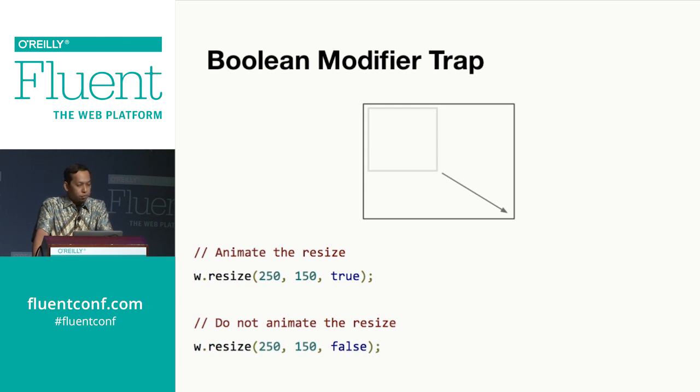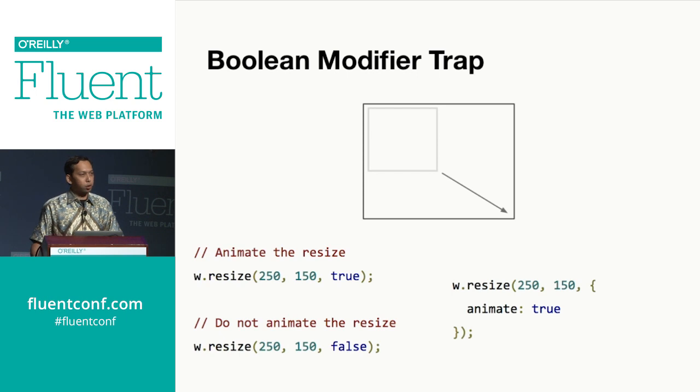Because if I see resize 250, 150 true, I would never associate true with animation if there's no comment saying that. Even more confusing if it says resize 250, 150 false. Does that mean please don't resize to this size? Again, one possible solution is to have that as an optional object, and in that object, you can enumerate all the possible properties that modify this behavior.